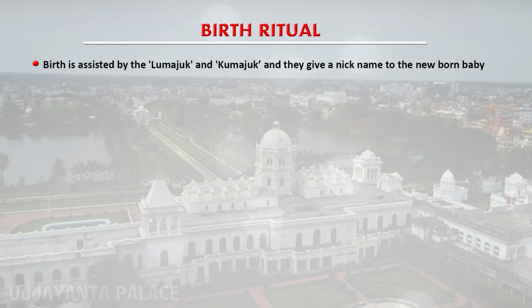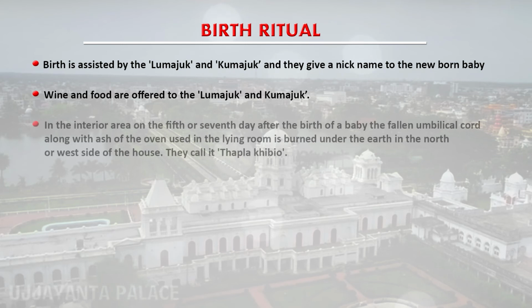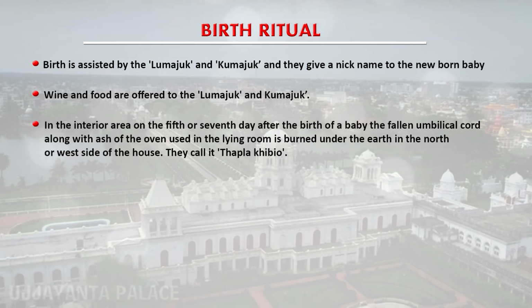Birth rituals are also observed among the Tripuri community, and they are mainly assisted by the Kumajak and Lokmajak, and they give a nickname to the newborn, and wine and food are offered as gratitude to the Kumajak and Lokmajak. And in the interior areas it is still practiced that on the 7th day after the birth of the baby, when the umbilical cord falls off, it is burnt in one corner of the house, and later thrown out, and they call it thapla kibiu. Thapla means ash. When they burn it, it becomes ash, and kibiu means throw it away.